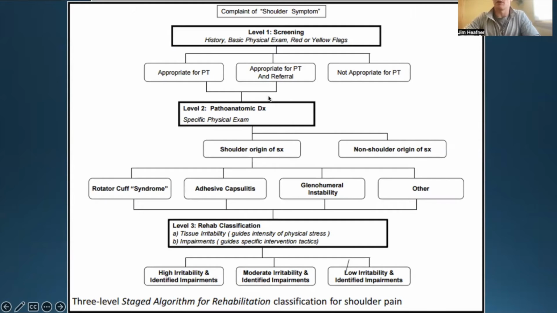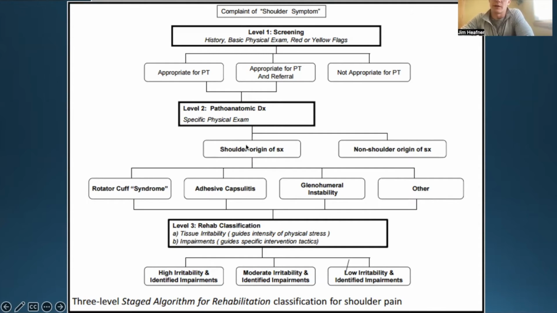Assuming they pass this level 1 screening, then we can get into our pathoanatomic diagnosis. From here, we have to determine, is it the shoulder that's the origin of symptoms or a non-shoulder origin of symptoms? Non-shoulder origin of symptoms could be like if it's cervical radiculopathy. So they're still having something that we can treat, but it's just not coming from the shoulder.